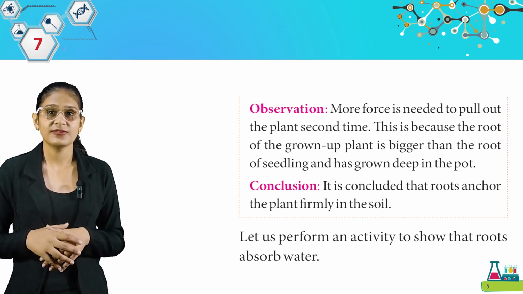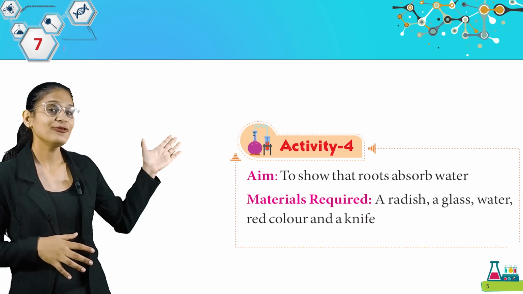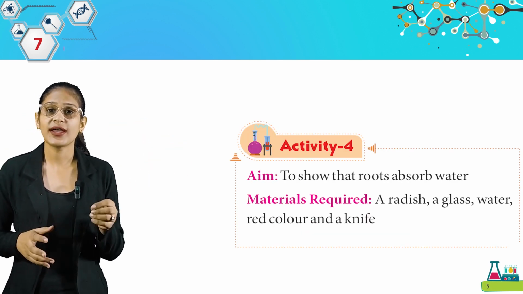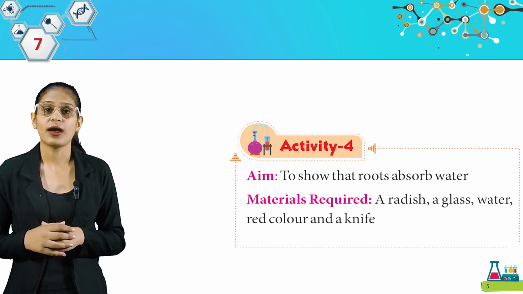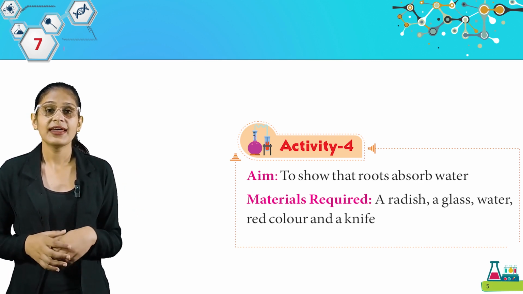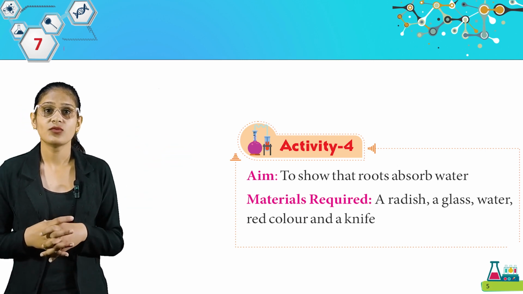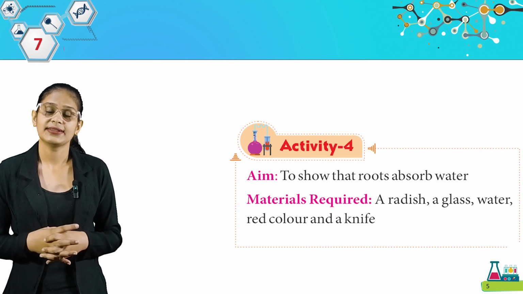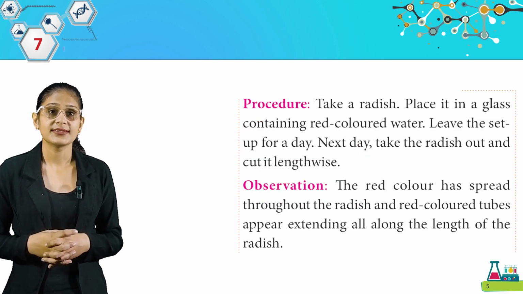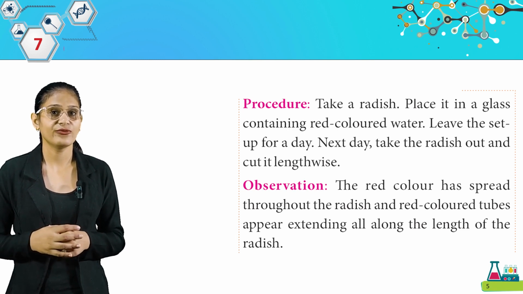Let us perform an activity to show that roots absorb water. Activity 4. Aim: to show that roots absorb water. So now we are doing an activity to show that roots absorb water. Now the materials required: a radish, a glass, water, red color and a knife. Look here, procedure. Take a radish, place it in a glass containing red colored water.